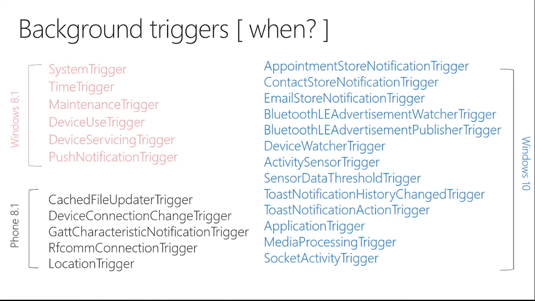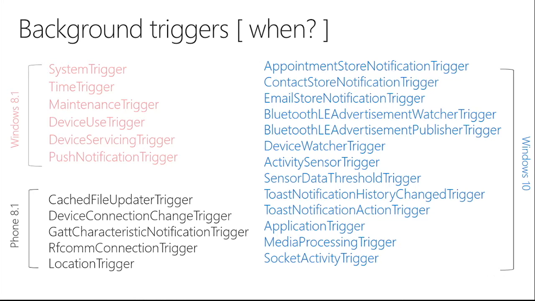Time triggers on a schedule. Maintenance trigger is something for doing long running sort of updating of connected things. Device use, device servicing of those. Push notifications are a really interesting one. You get a push notification that comes in from the cloud, triggers your background task to run, a raw notification. So that's really good. Then in addition, Phone 8.1 had some extra ones.